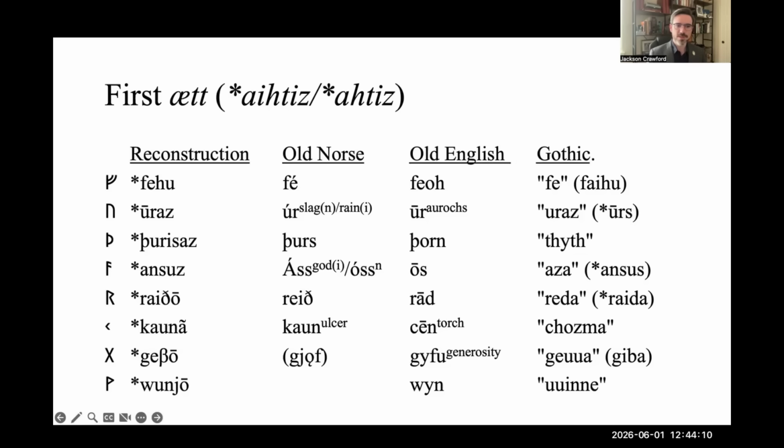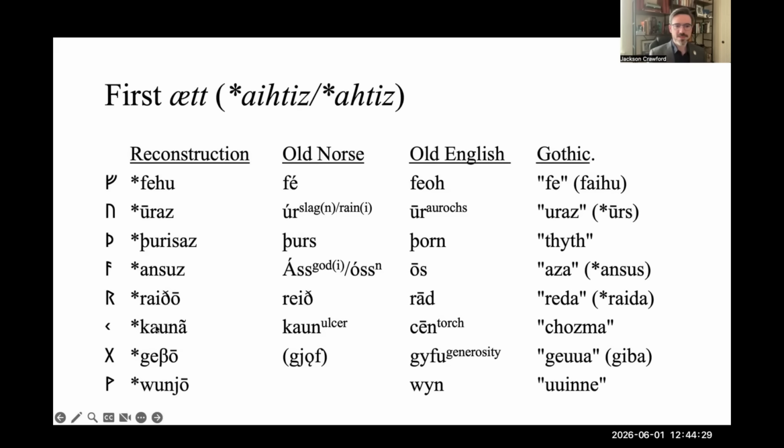The fifth rune, Raido, standing for R, pretty strongly backed up by Old Norse Reið, Old English Rad, and Gothic Reda. That just looks like an uninformed spelling of the exact Gothic word. So that's riding, the act of riding, like you would ride a horse.